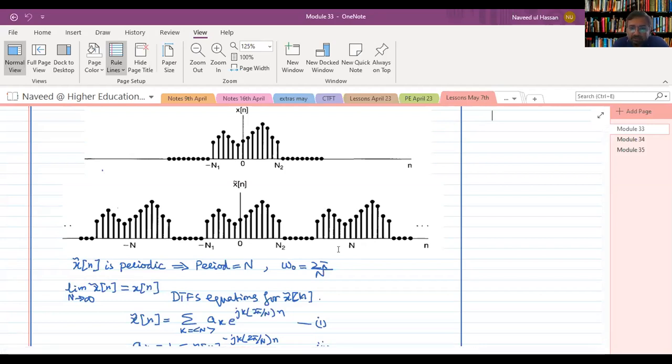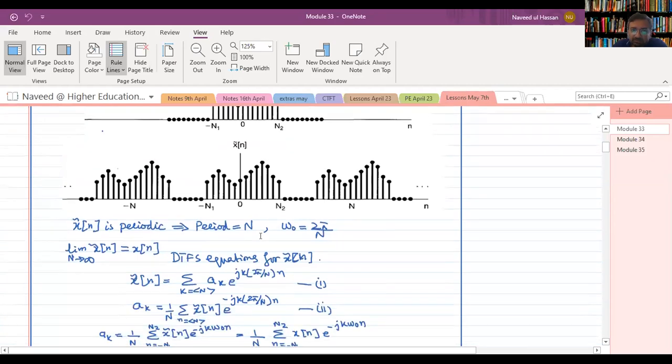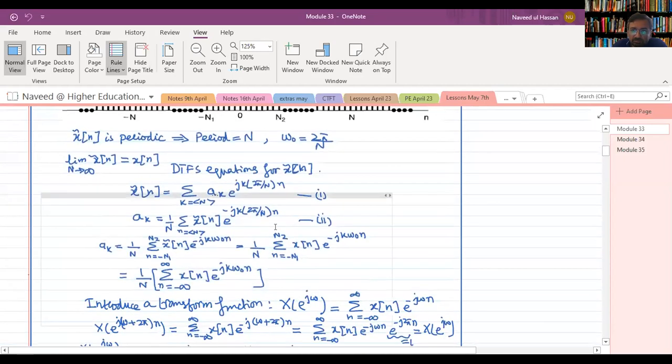and when N approaches infinity, then x tilde n, which is the periodic sequence, is exactly the same as x n. And then we observe what happens to the discrete-time Fourier series equations in this limit. So the steps are the same. Discrete-time Fourier series equations, and then we write the analysis equation a_k. The important thing here is that the summation is over N consecutive integers.